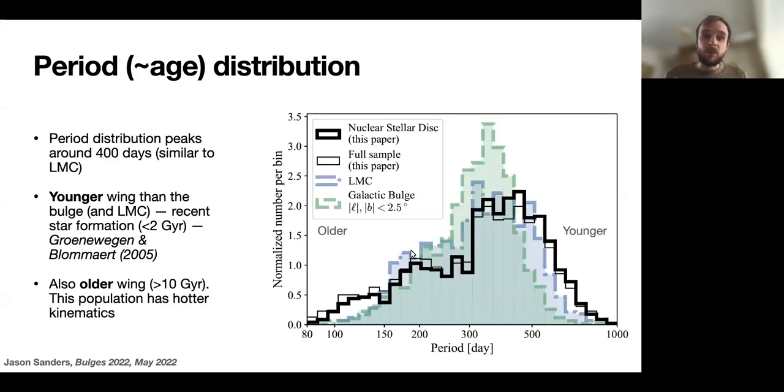So coming back to the main point of this talk, what do the periods and age distribution look like? Well, the period distribution is here shown on the right, where you can see, as compared to the LMC and galactic bulge populations, we have a very young wing, a sort of high long period wing, and also a short period old age wing.